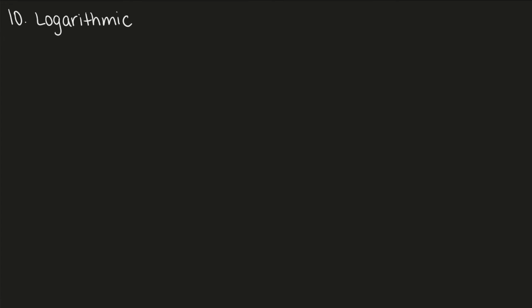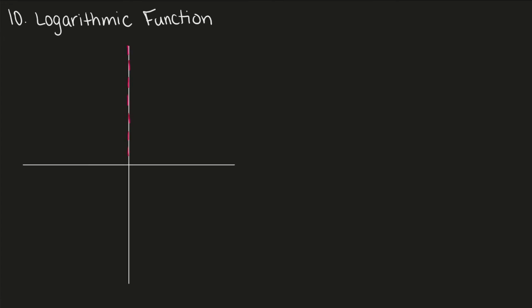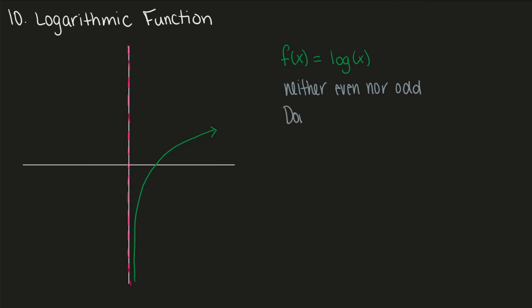Next, we have a logarithmic function. This is f of x equals log of x. This function is neither even nor odd. Our domain is 0 to infinity. We never touch 0. We start super close to 0 and go all the way to infinity. And our range is negative infinity to infinity. So we can have all the negative values and all positive values as well.